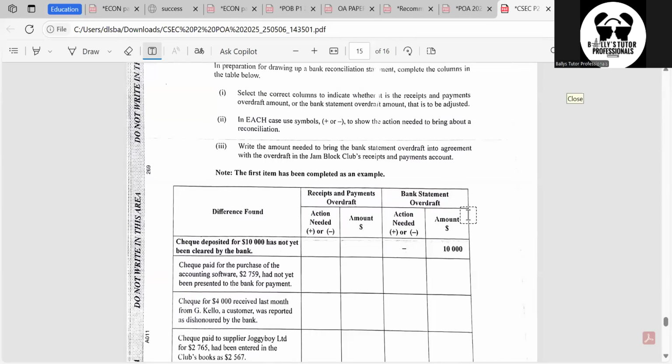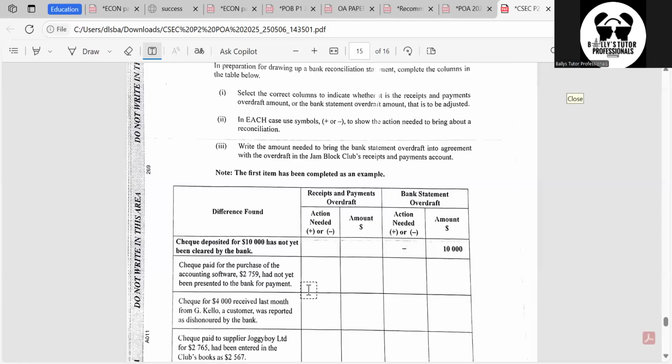So checks deposited for $10,000 have not been cleared by the bank, right? So this is a late lodgement. Normally, in the bank reconciliation statement, you minus late lodgements and you add unpresented checks to get a revised cash book balance. In this case, they have minus 10,000. So we minus late lodgements to get our bank statement balance in the revised cash book. That is what they do here. Minus late lodgements. Right.